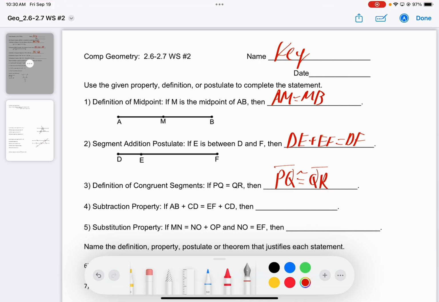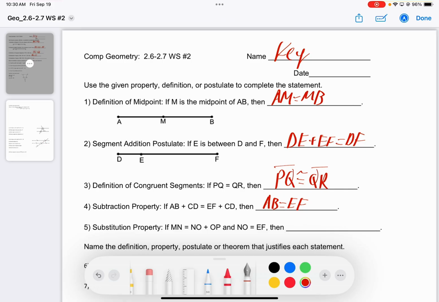All right, subtraction properties. It says if AB equals CD and EF equals CD, then what can we say? Who did number 4? What'd you say, Alyssa? Good. AB is just going to be equal to EF. What did you subtract from both sides? Good. CD was repeated on both sides, so we can subtract it and get rid of it. So that's what we have. Okay, very good.